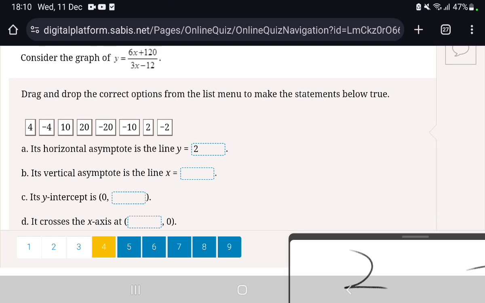For the vertical asymptote, we take whatever is in the denominator equal to 0, which will give us x equals 4. For the y-intercept, we substitute x by 0, and we get 120 divided by negative 12, which is negative 10. And to find where it crosses the x-axis, we substitute y by 0, and we get that it crosses the x-axis at negative 20, 0.